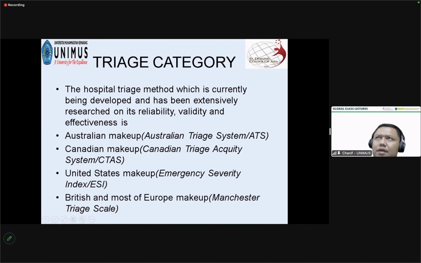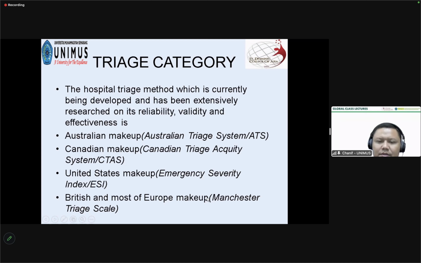I visited some of the hospitals when I studied in Thailand, and also when I visited Malaysia. A lot of hospitals in Thailand use these models, using the Emergency Severity Index. It is almost similar in Indonesia. In Indonesia, a lot of hospitals use these models, ESI and also the ATS.